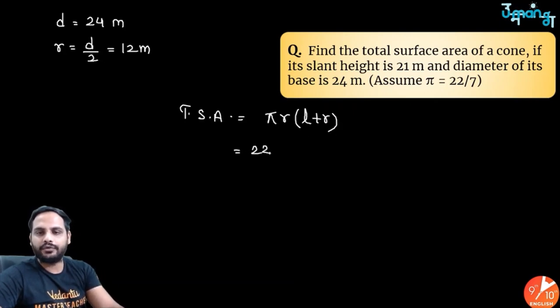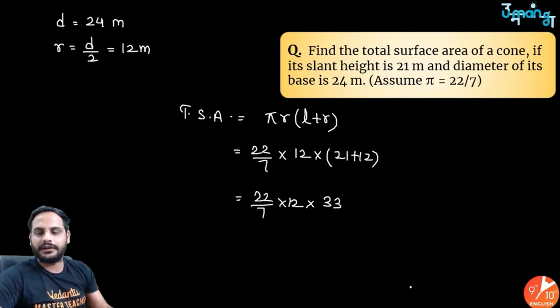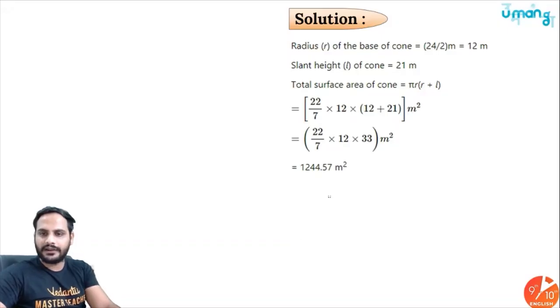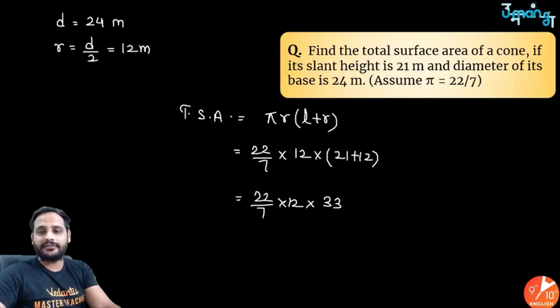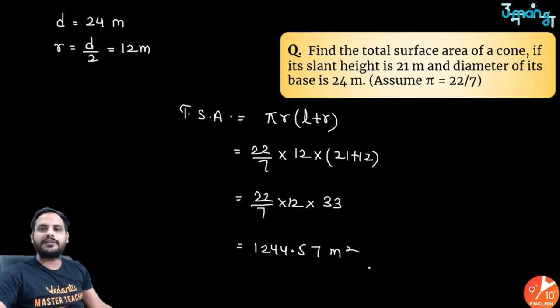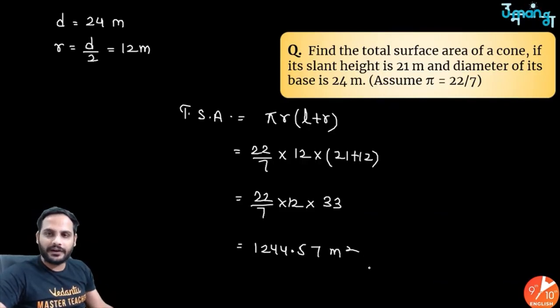So 22 by 7 into radius 12 into slant height 21 plus 12. So we'll be getting 22 by 7 into 12 into 33. So solve this part, you will get the answer as 1244.57. What is the answer? 1244.57 meter square. That is your answer for the total surface area of a cone.